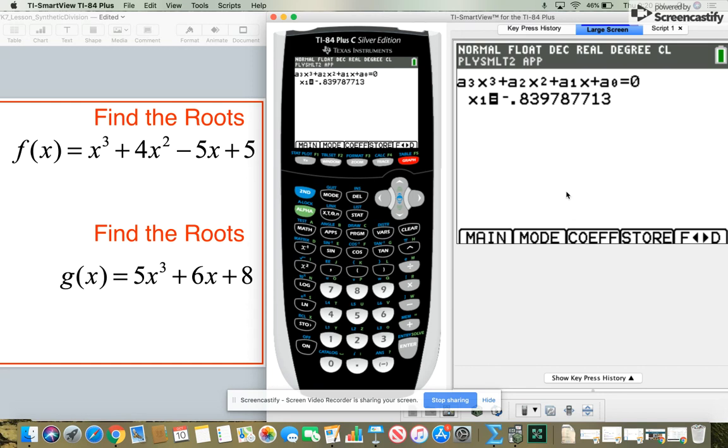Remember, it could potentially have a maximum of 3 roots, but in this case, this one looks like it only has 1. So go ahead and practice. I uploaded some practice for you to work on, and I also uploaded an answer key for you to practice with your graphing calculator, solving and finding those roots.